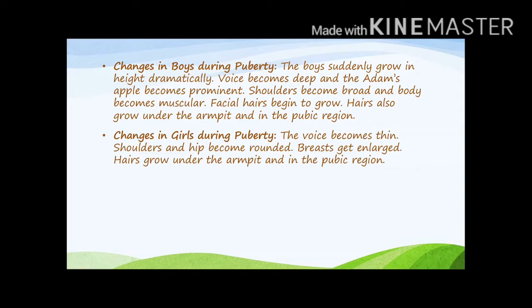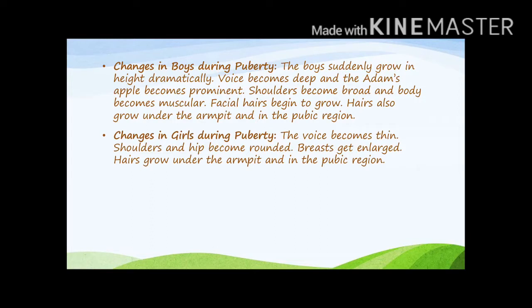What is this Adam's apple? When boys are talking, you can see on the throat a little ball-like structure coming out from the front side of the throat. That is called the Adam's apple. Shoulders become broad and the body becomes muscular. They are becoming stronger day by day. Facial hair begins to grow. Hair also grows under the armpit and in the pubic region.